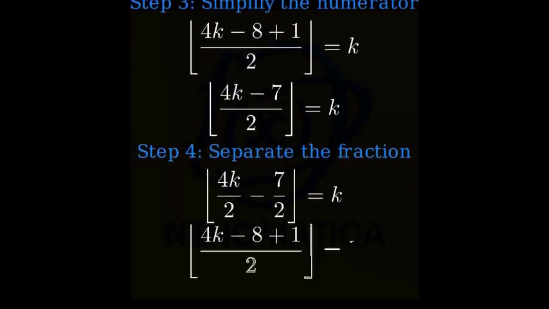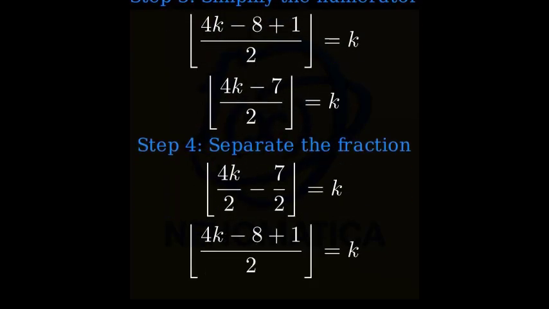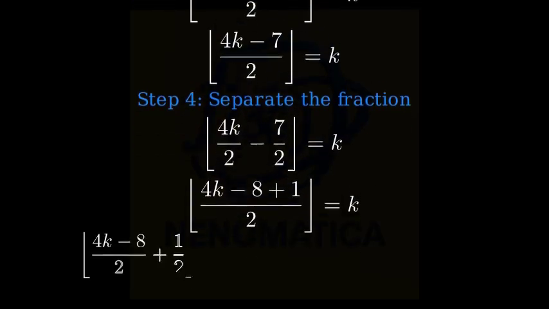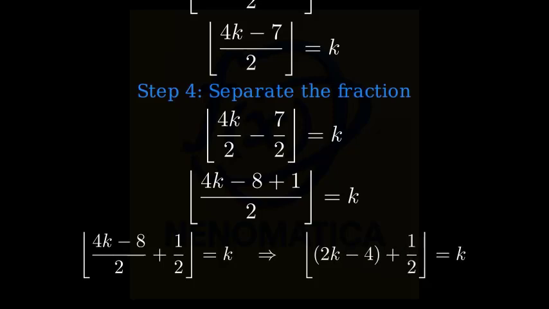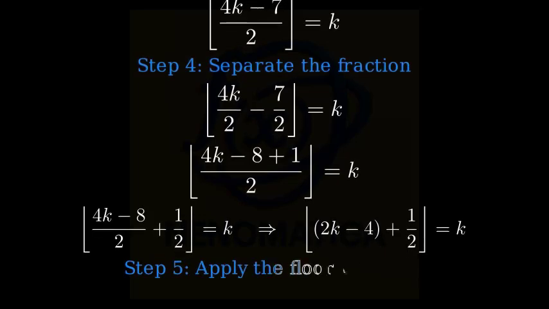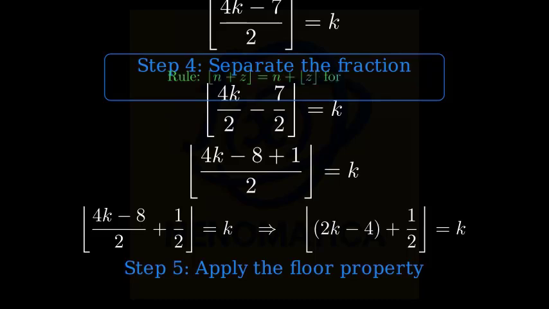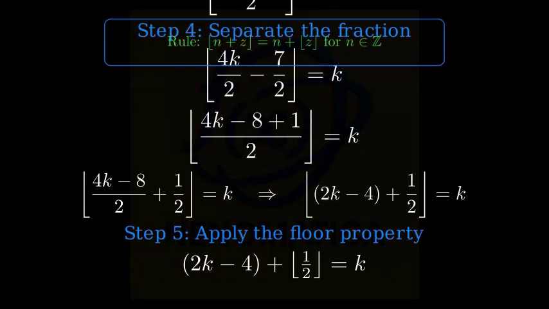To align with the target method, rewrite the numerator as 4k minus 8 plus 1. Then split so that one part is an integer, floor of (2k minus 4 plus 1/2) equals k. Step 5. Use the property, the floor of n plus z equals n plus floor of z, when n is an integer. Here, 2k minus 4 is an integer. So we take it out of the floor. We get 2k minus 4 plus floor of 1/2 equals k.